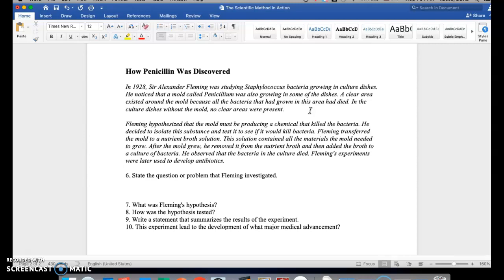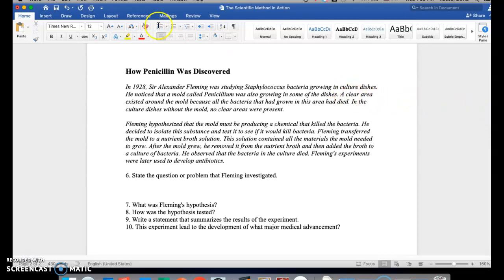So, state the question or problem that you think Fleming is investigating. What was his hypothesis? How did he test it? Summarize, and then what did all this lead to? Now, when you come back, you will be able to see all the possible answers here. So again, stop the video, write in your answers, and then hop back on. So let's get back at it.